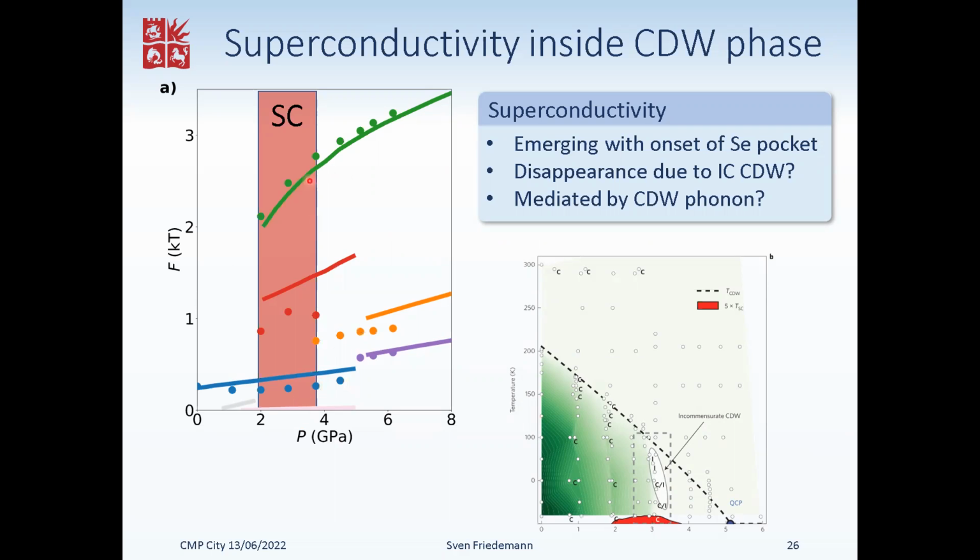Let me first of all highlight where we do observe the superconductivity, or actually other groups have observed it. The superconductivity was observed to start exactly at 2 GPa where this large Fermi surface emerges.